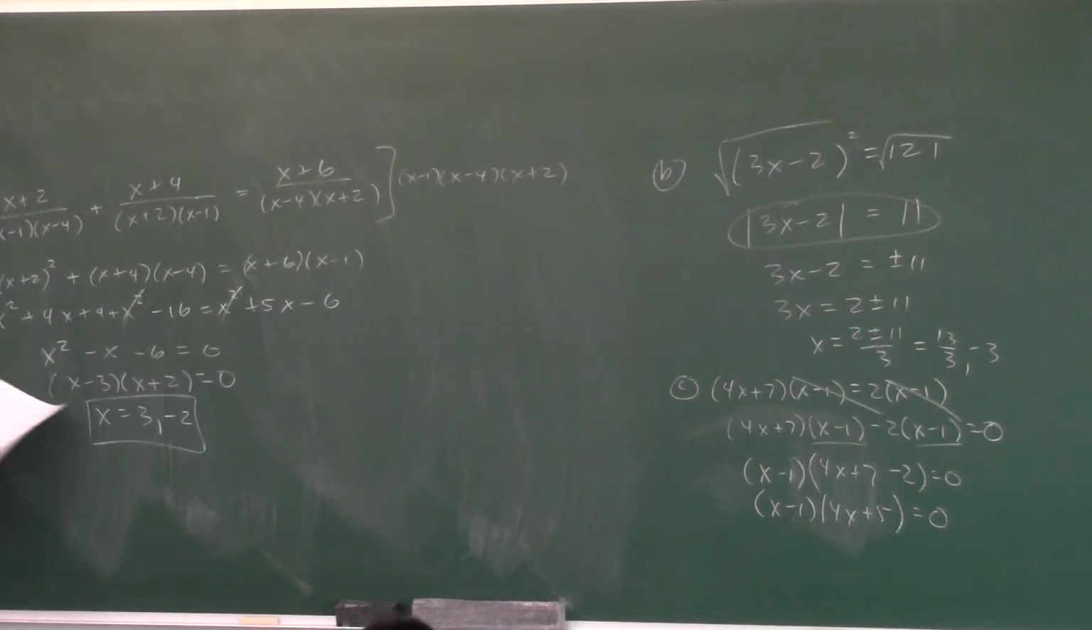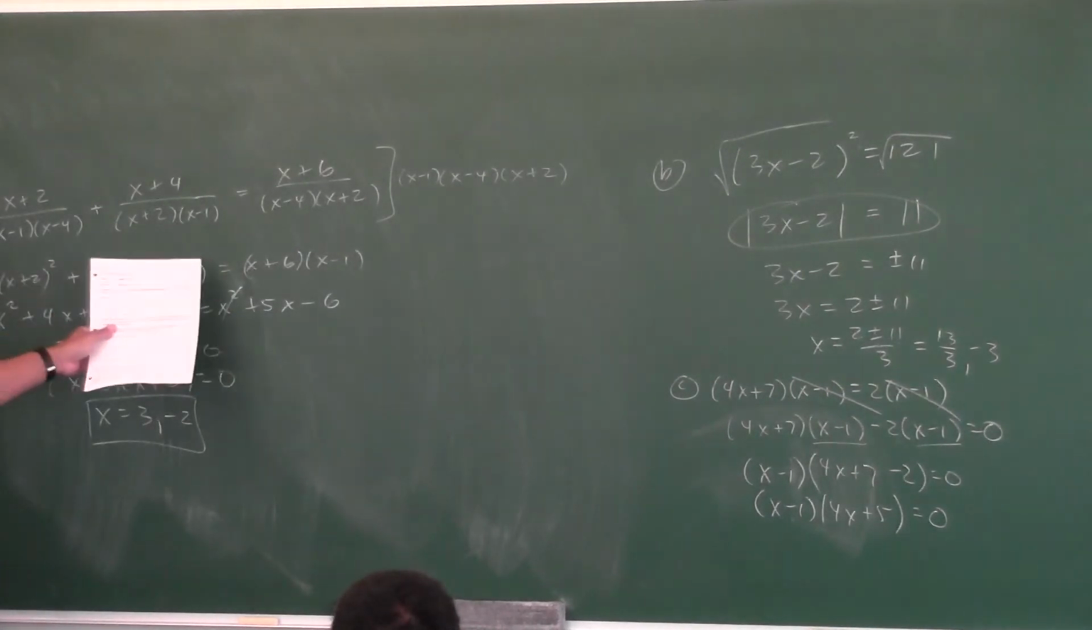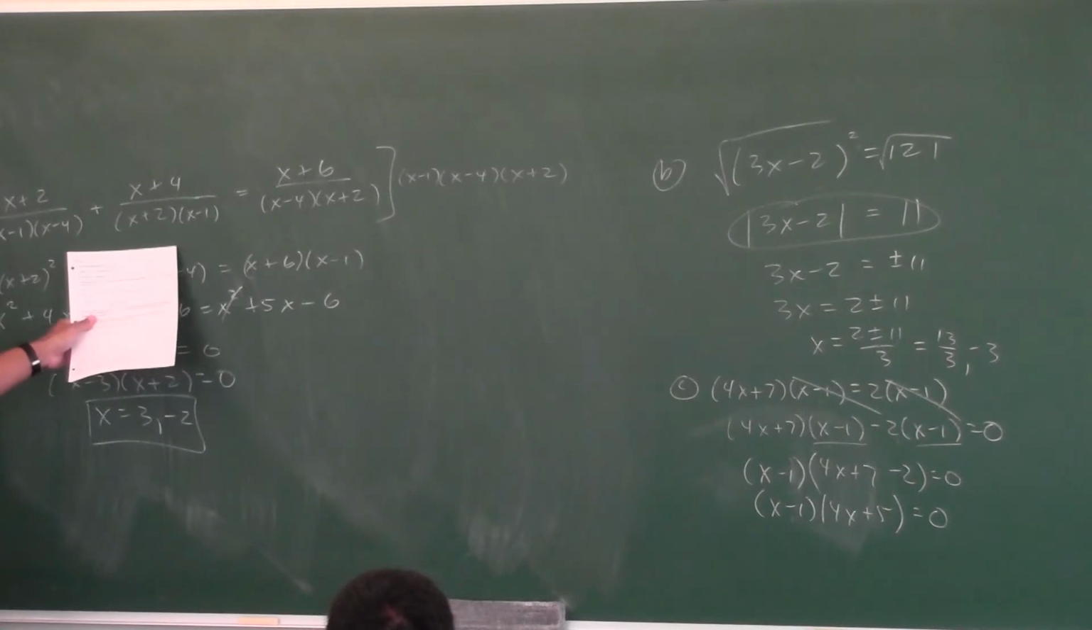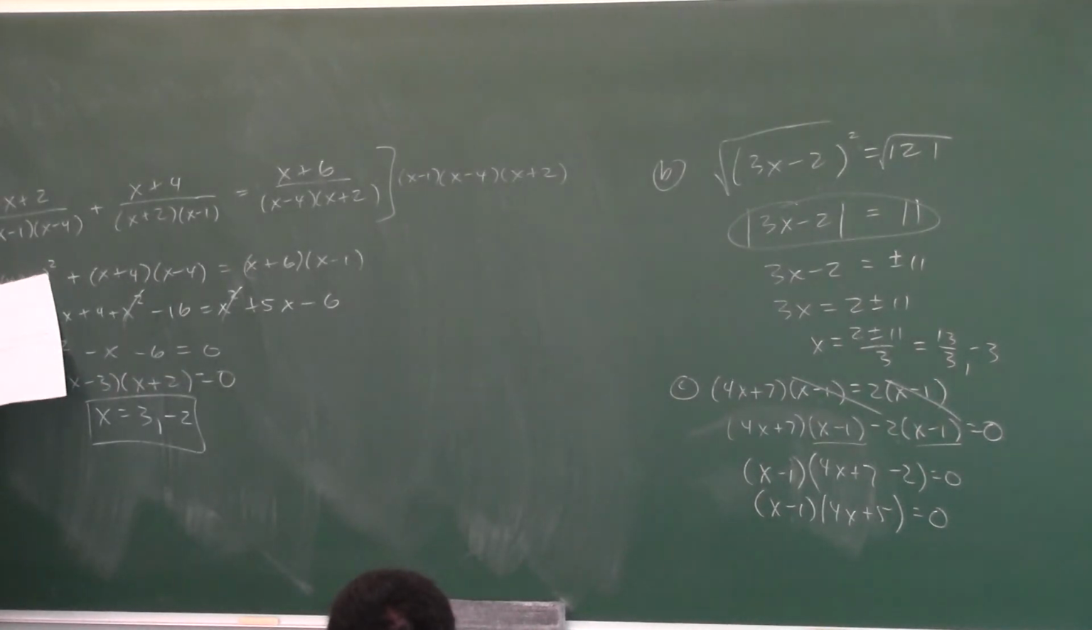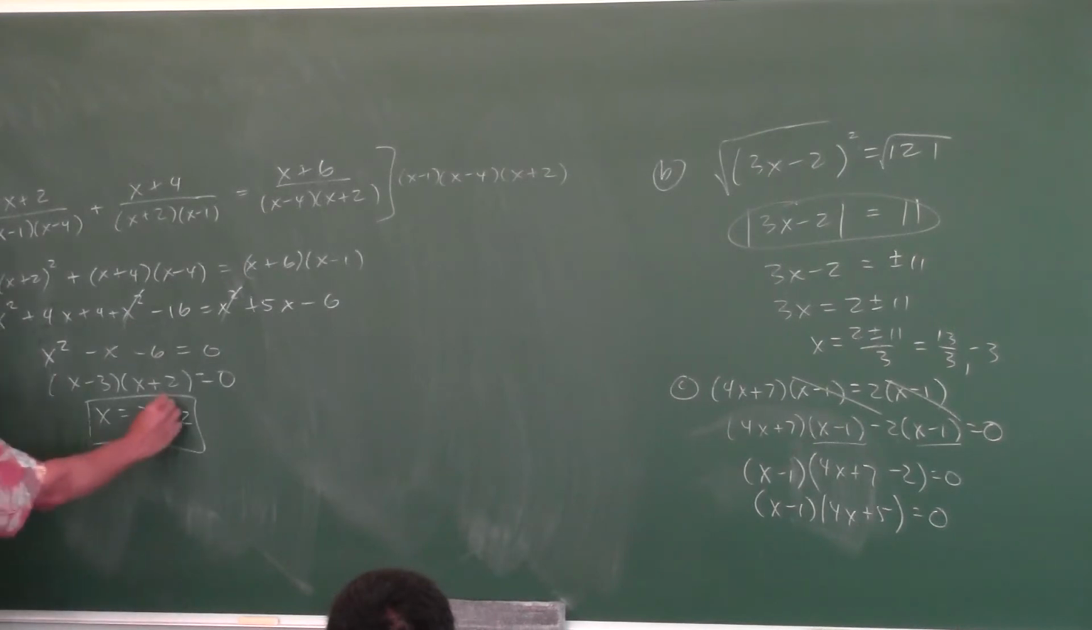Well, if you did all this work and you did that, minus 1. How come minus 1? That's the answer, Mr. Park. No, look at the original problem. You have fractions. The denominator can never be 0. Does one of these make one of the denominators 0? Yeah, so you cross that one out.